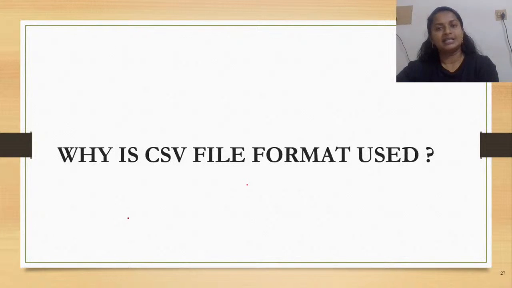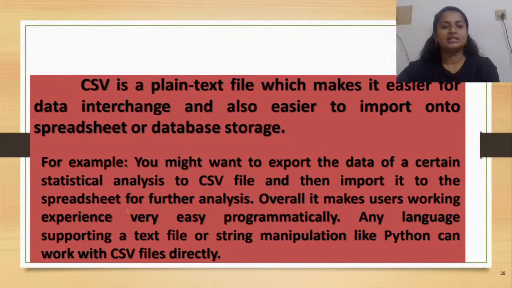Now let's understand why the CSV file format is actually used. CSV is a plain text file, which makes it easier for data interchange. Data interchange means from the plain text file format to any spreadsheet format or into a database. So it is easier to import onto a spreadsheet or database storage. For example, if you want to export the data of a certain statistical analysis to a CSV file and then import it to a spreadsheet for further analysis.